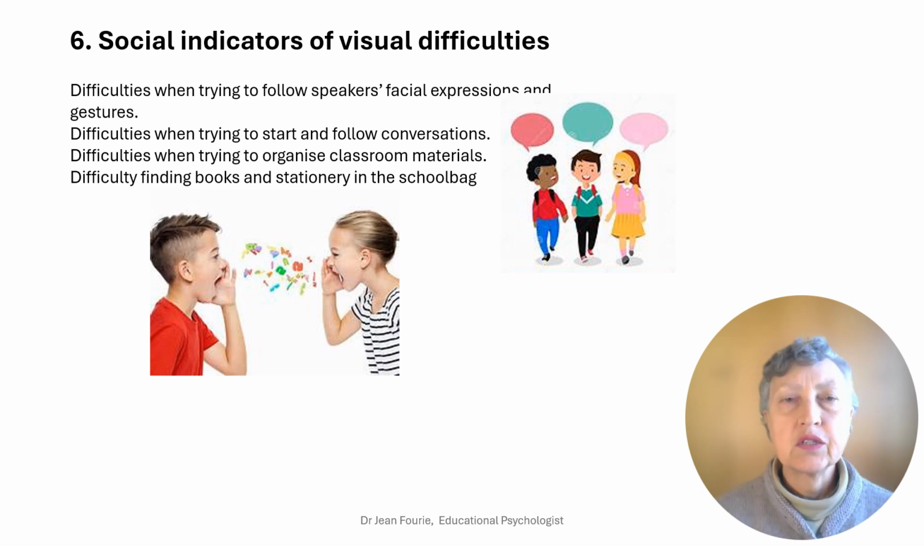In Part 6, observe and record any social indicators of possible visual difficulties. There might be obvious signs that the child has difficulties when trying to follow other speakers' facial expressions and gestures, or when starting and following conversations, or even trying to organize their classroom materials, finding their school books, and stationery in their school bag.